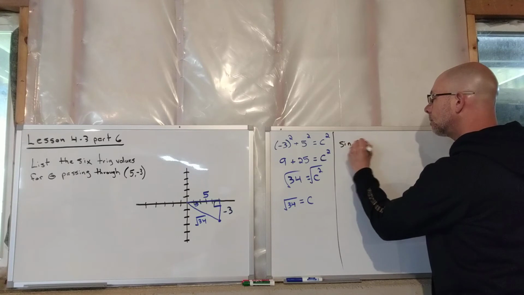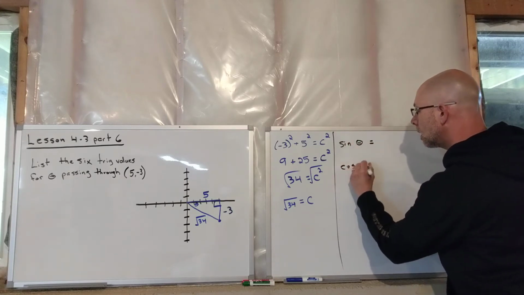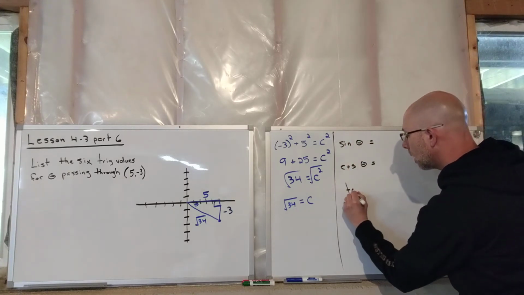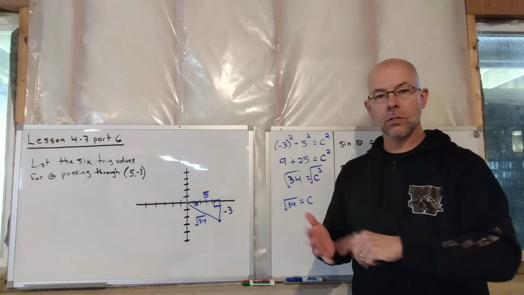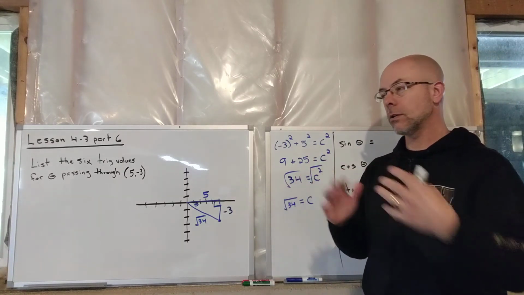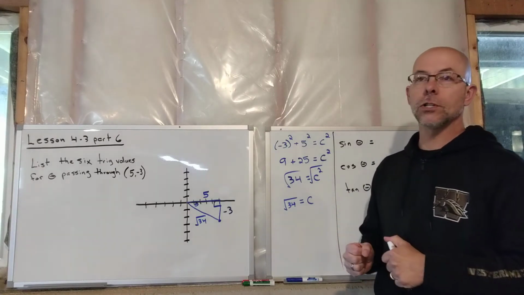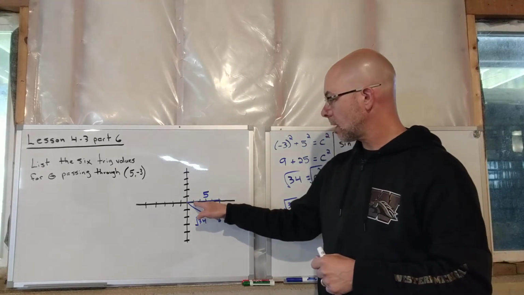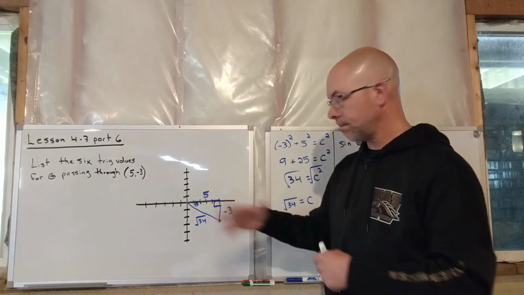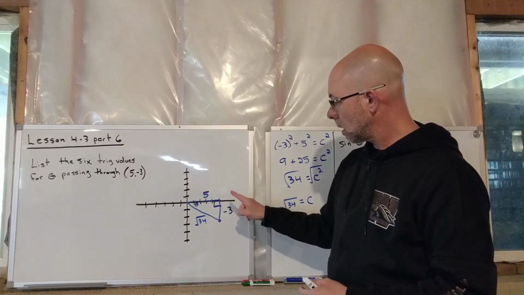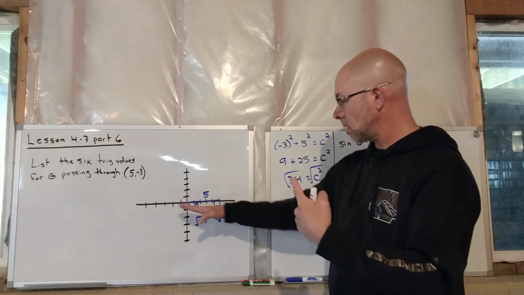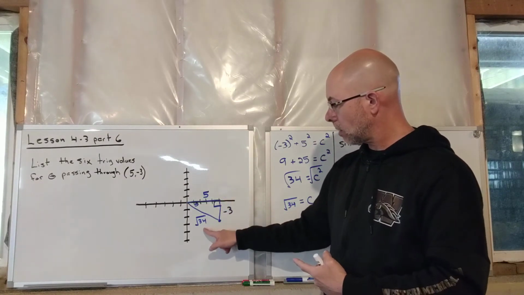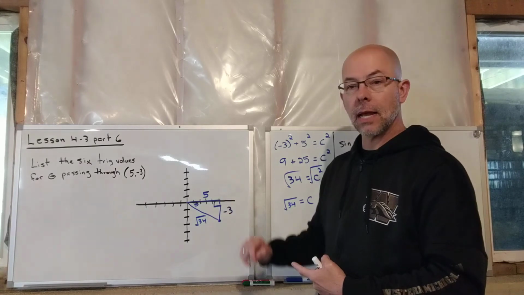Sine theta, cosine theta, tangent theta. We are using the old-fashioned SOHCAHTOA definitions: opposite over hypotenuse, adjacent over hypotenuse, opposite over adjacent. That's why it's important that your theta is at the origin, so you're doing the right labels. The 5 is adjacent, it's right next to the theta. The negative 3 is opposite, it's across from the theta. And the square root of 34 is the hypotenuse, it's across from the 90.